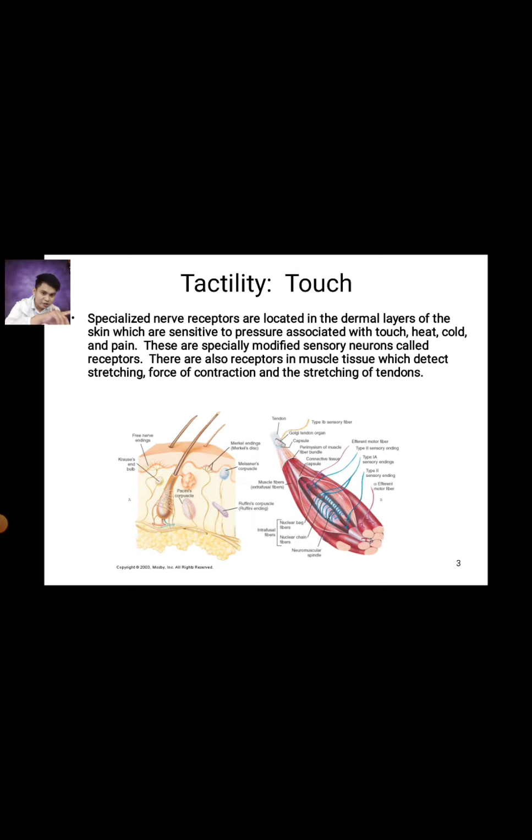Touch. Diba? Nakikita naman natin, meron tayong mga iba't ibang gifts din, diba? Pero dito iba't ibang language of love, diba? At isa ito yung touch. Ano nga bang ibig sabihin ng touch?